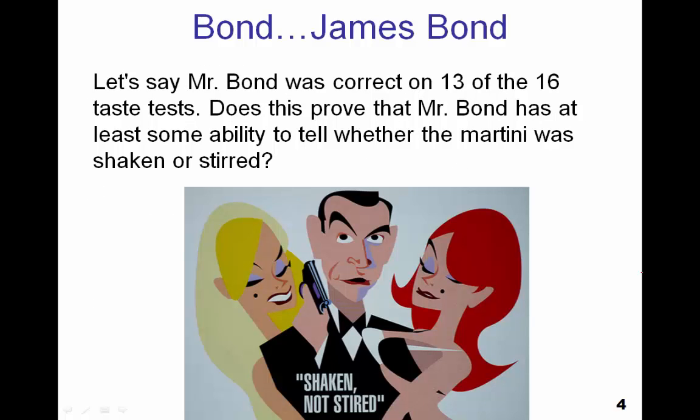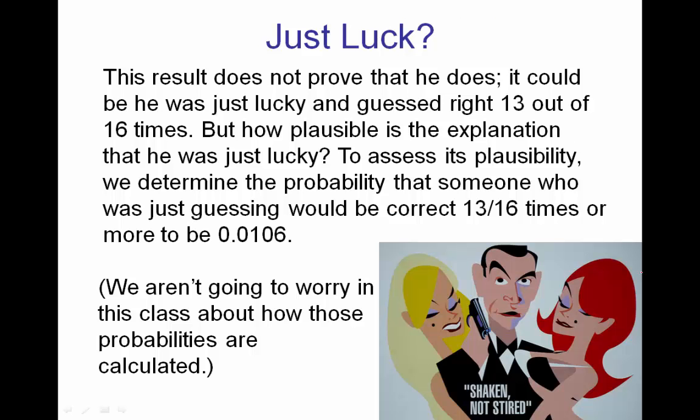Let's say Mr. Bond was correct 13 of the 16 taste tests. Does this prove that Mr. Bond has at least some ability to tell whether the martini was shaken or stirred? This result does not prove that he does. It could be he was just lucky and guessed right 13 out of 16 times. But how plausible is the explanation that he was just lucky?